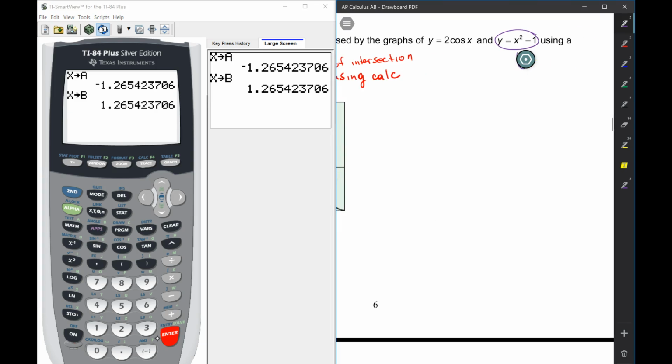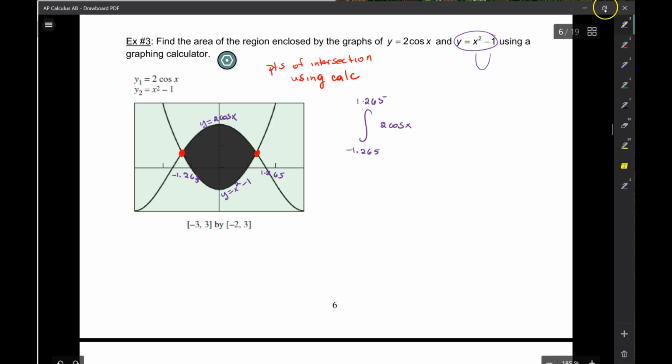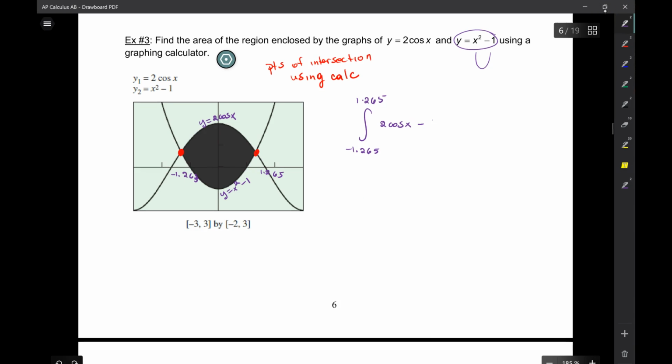Now what you're going to do, here, we're going to integrate from negative 1.265 to positive 1.265. Now, you need to write the functions. The upper function, which is 2 cosine x, comes first, minus the lower function, x squared minus 1 dx.